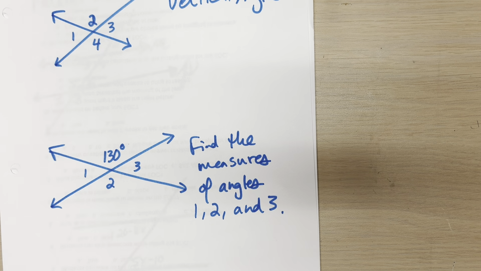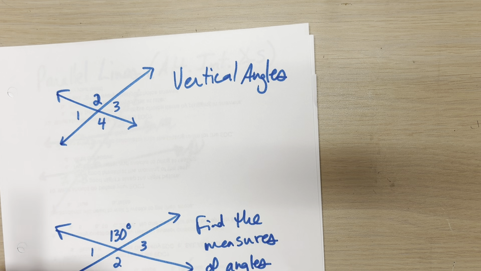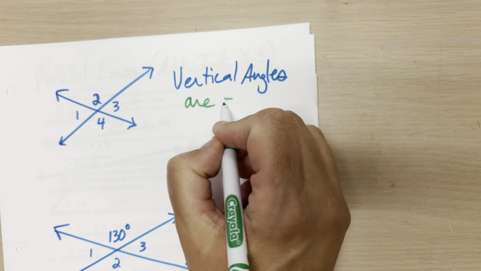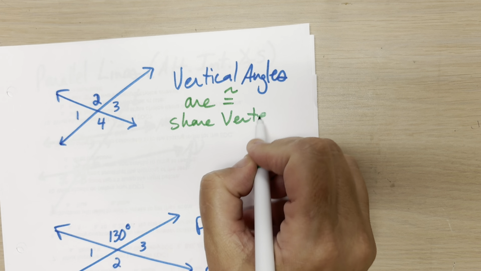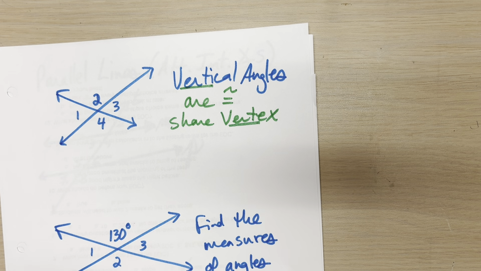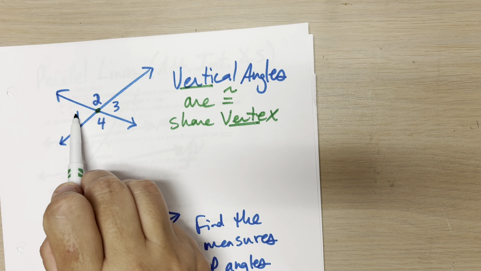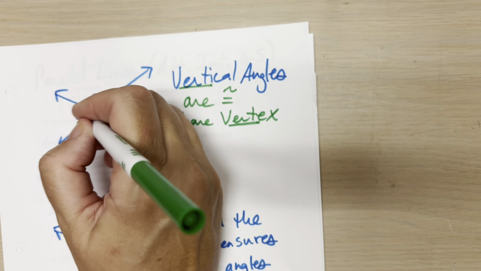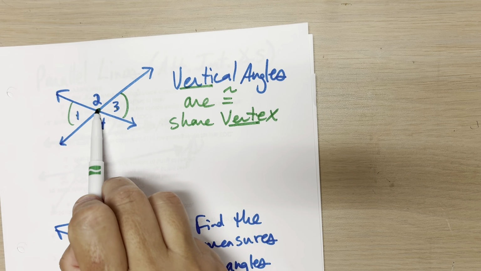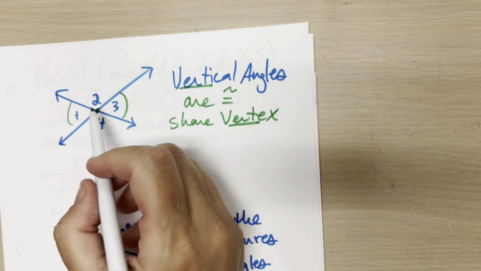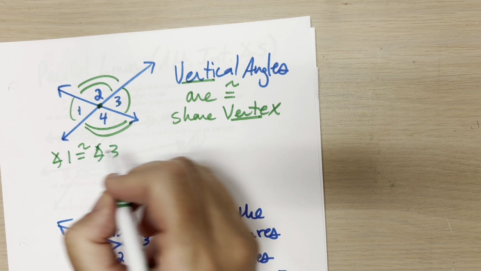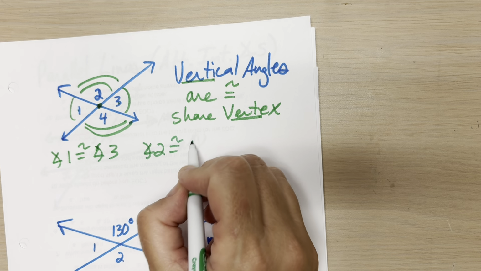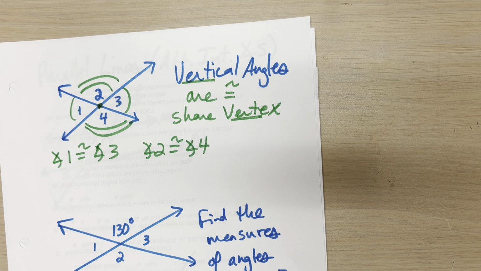All right, one more topic to talk about here. These are the vertical angles. Vertical angles are congruent, and they share a vertex, okay? So vertical vertex, you can kind of see it like that. So if I look at this, angle 1 and angle 3, they're opposite. They are vertical angles. They share that vertex. Similarly, angle 2 and angle 4 are vertical angles. So I could say that angle 1 is congruent to angle 3, and also that angle 2 is congruent to angle 4. Not too bad, right?